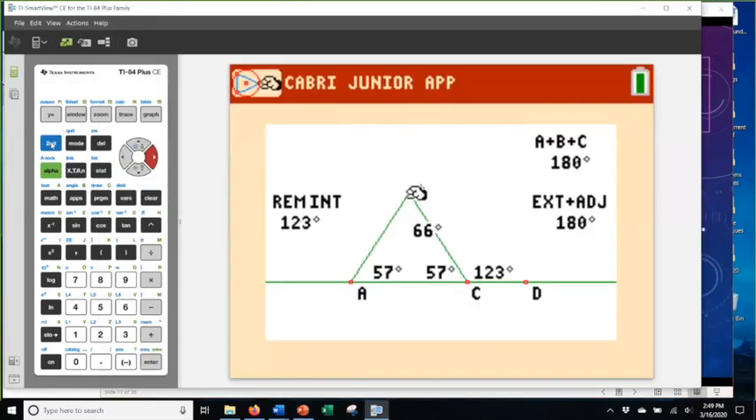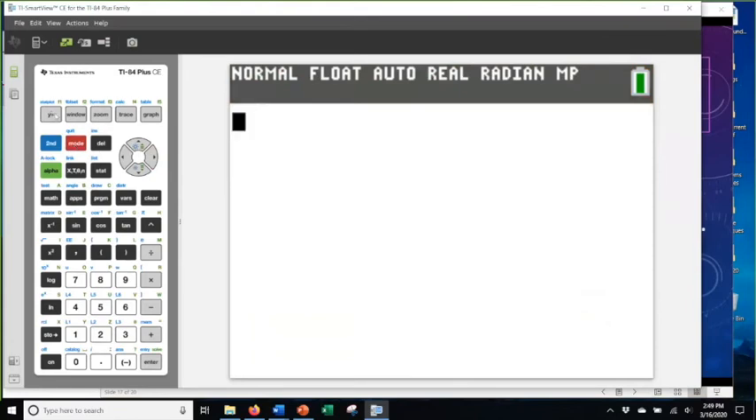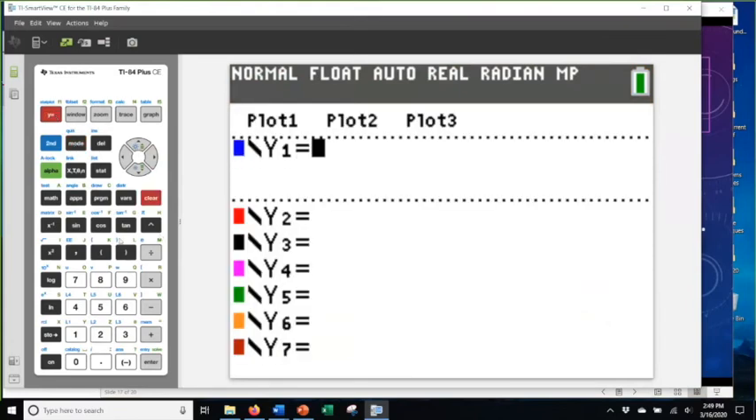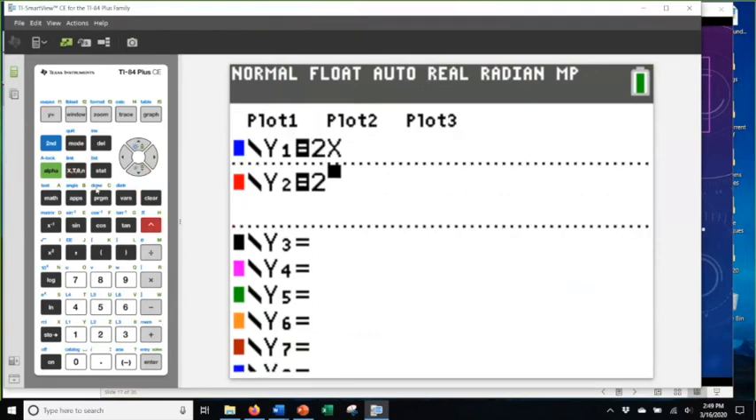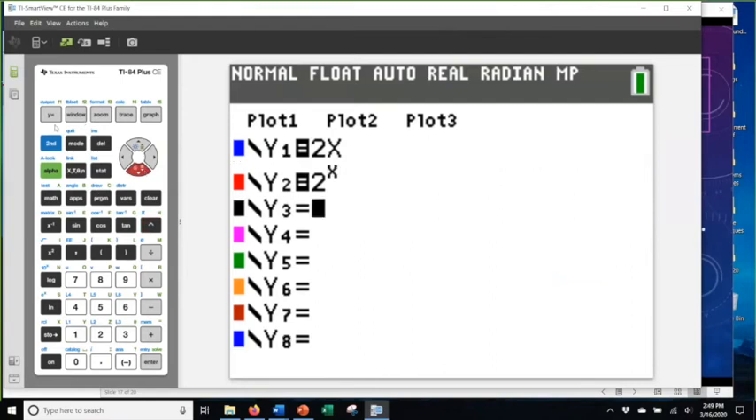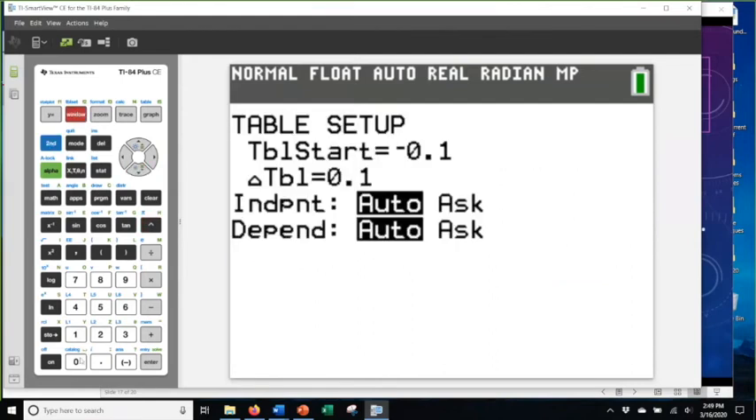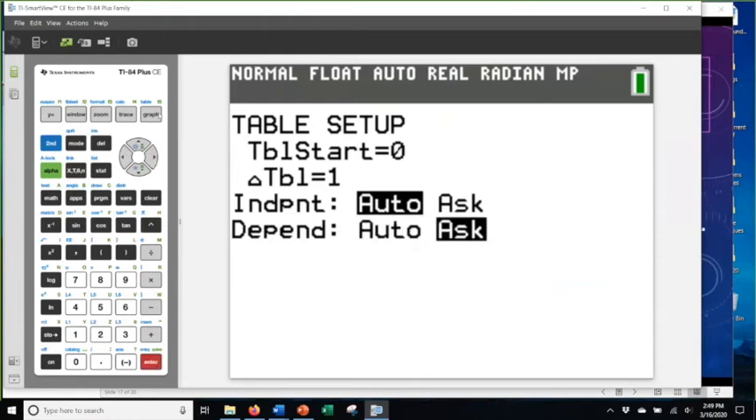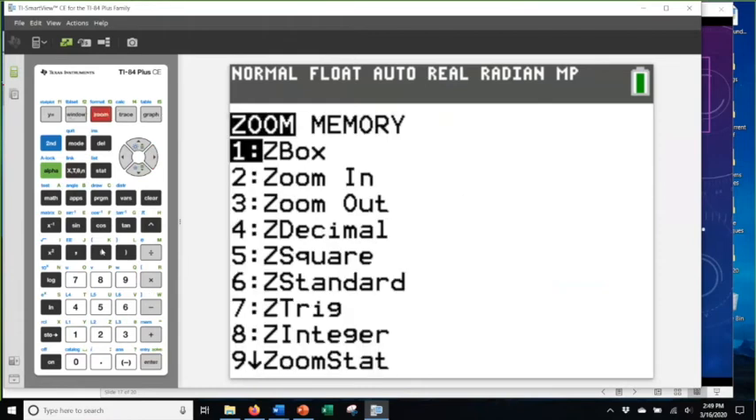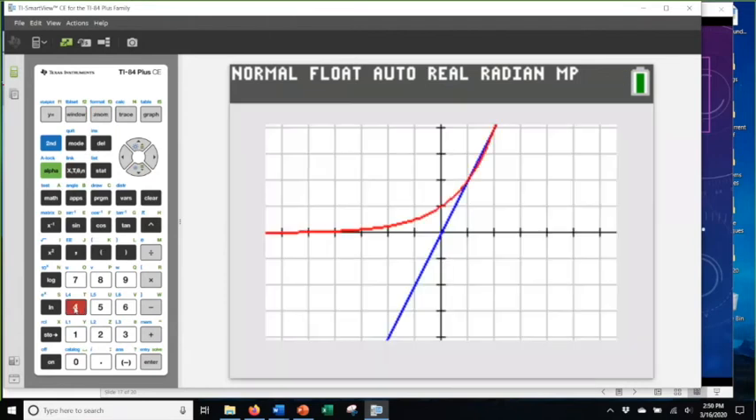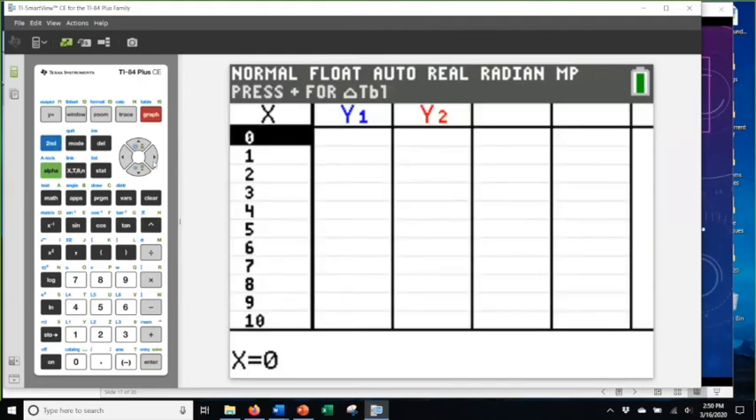Back at our calculator, we do second quit to get out of Cabri Jr. I'm going to do 2x as my linear function in y1 and 2 to the x in y2. And under table set, let's start at 0 and increment by 1. And let's set our dependent variable to ask. We could, of course, take a look at these on the graph, have students see how they differ on the graph. But this focuses on the table.